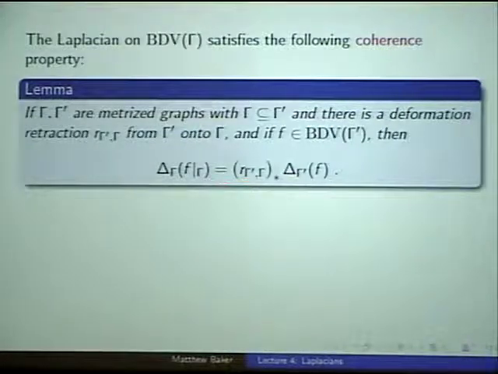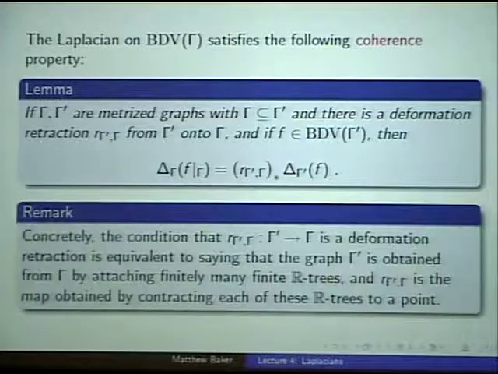So what does this say? It says that you can first restrict f to the smaller graph gamma and compute its Laplacian there, or you can compute the Laplacian on the bigger graph gamma prime and then push forward under this retraction map. And those are the same. And so again, this is just from the definition of the Laplacian, you can check that this works. But this is the crucial property needed to glue these things together.